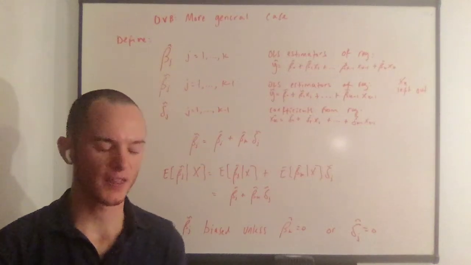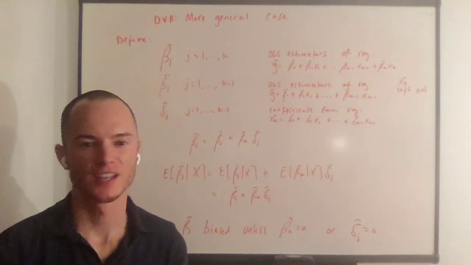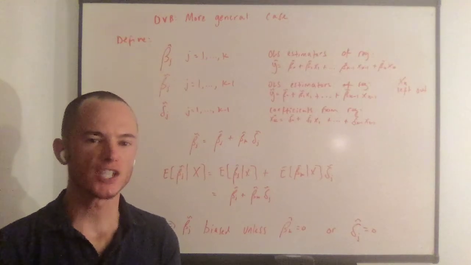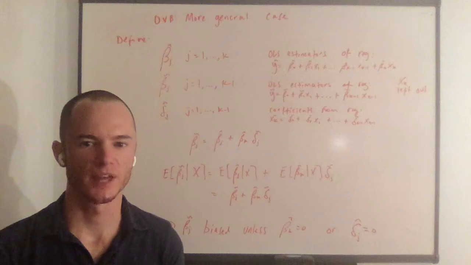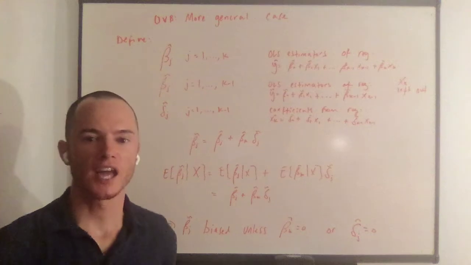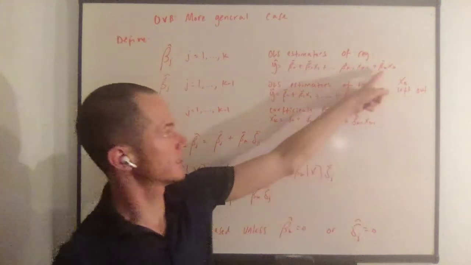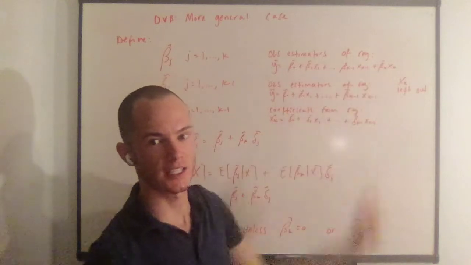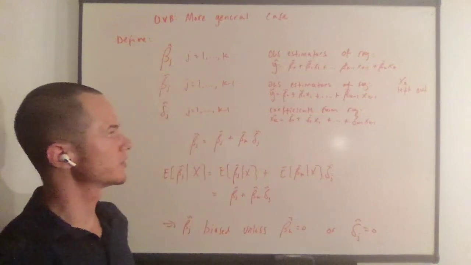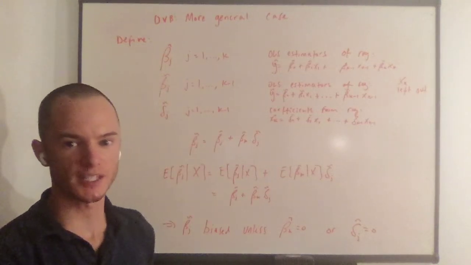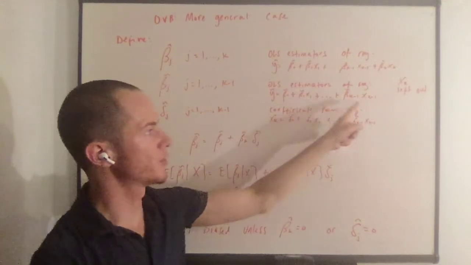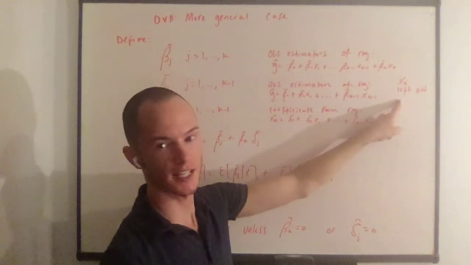In this video, we are going to look at the more general case of omitted variable bias. Let's set this up and define some coefficients. Let's define beta j hat for j equals 1 through k as the OLS estimators from the regression of y on x1 through xk, right? We're including xk minus 1 and xk. Then define beta j tilde for j equals 1 through k minus 1 as the OLS estimators from the regression of y on x1 through xk minus 1. So here we have left xk out.